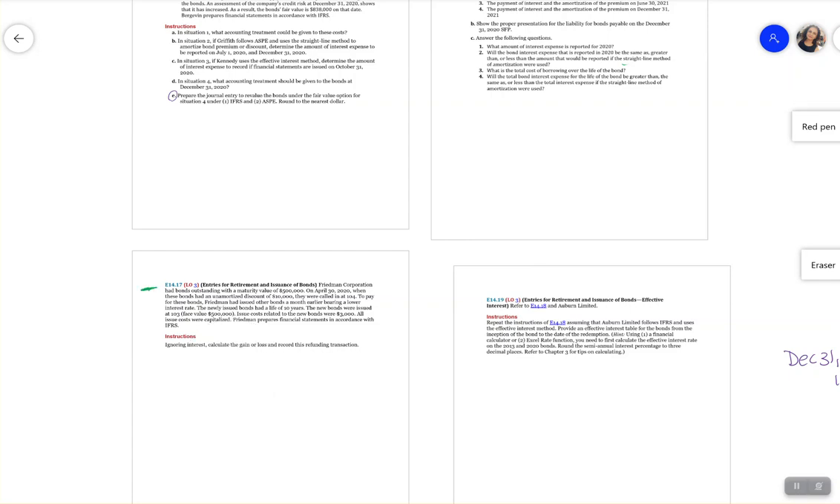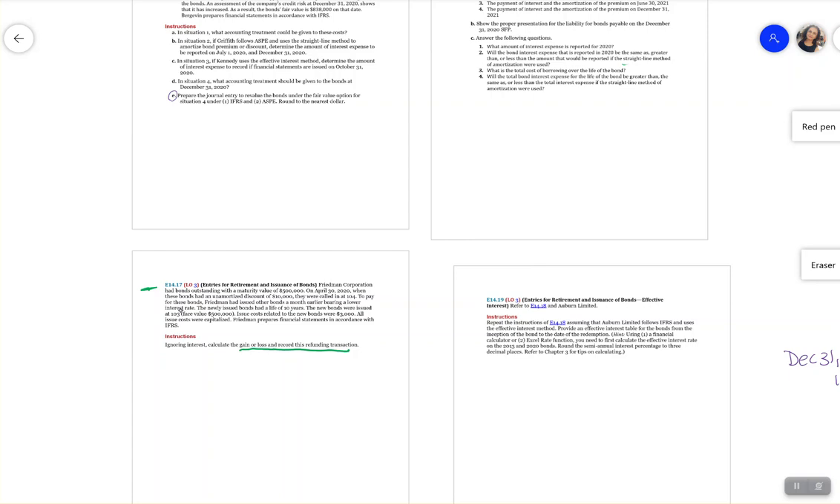So let's do 1417. What is the question asking us to do? Calculate the gain or loss to record the refunding transaction. It means you retire the bond early. If you retire the bond early, what happens and how do you journalize it? We learned it. Let's do it together.